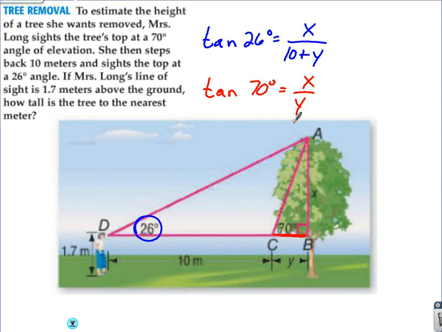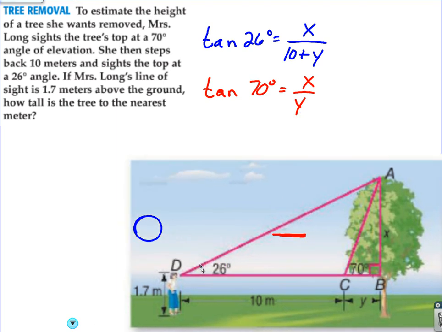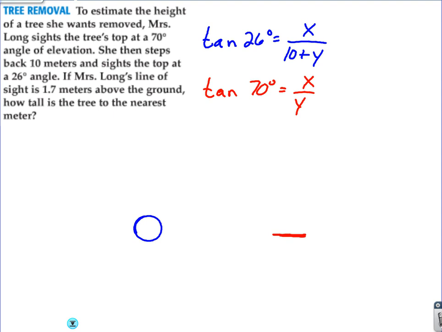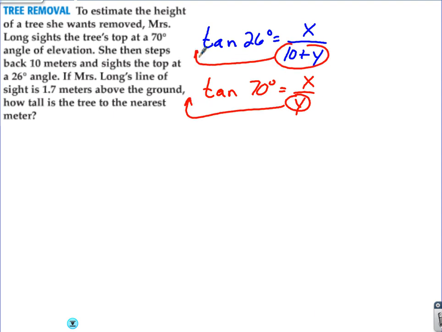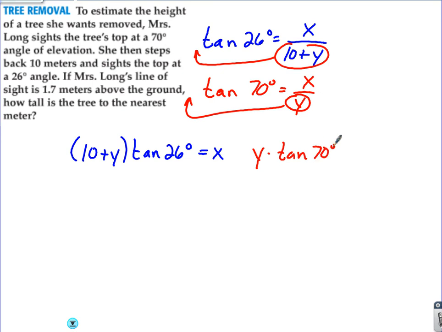And we want to know how tall this tree is. So watch how I do this. It's pretty neat. We haven't done anything with systems of equations this year. Maybe you remember it from algebra, but just watch how I solve it. First off, let's get rid of all of our bottoms. Let's take this bottom and move it over here, and this bottom over here as well. My first equation transforms into 10 plus y times the tangent of 26 equals x. My second equation turns into y times the tangent of 70 equals x.